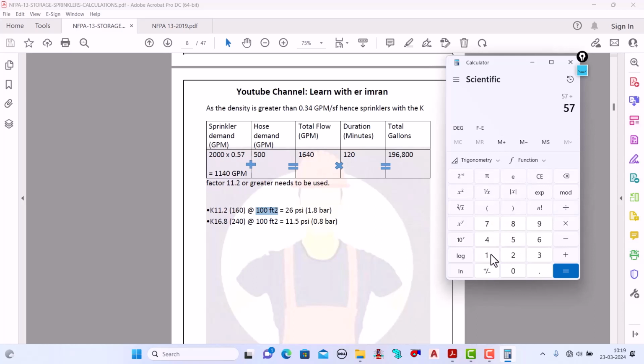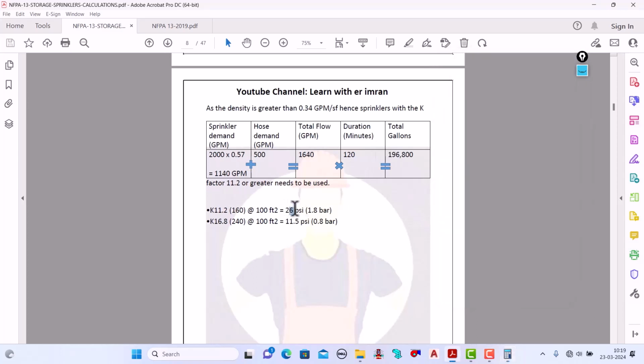57 divided by 11.2, this much, and squared, 25.9, which means 26. So 26 psi comes here. If we convert, it will be 1.8 bar. So the minimum pressure we require at the last sprinkler should be 26 psi.